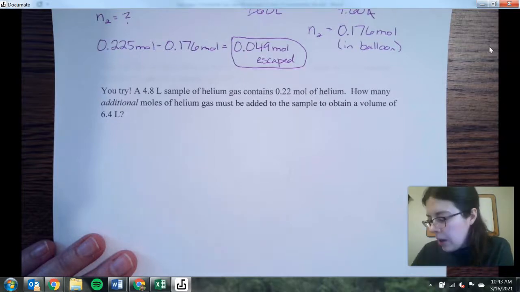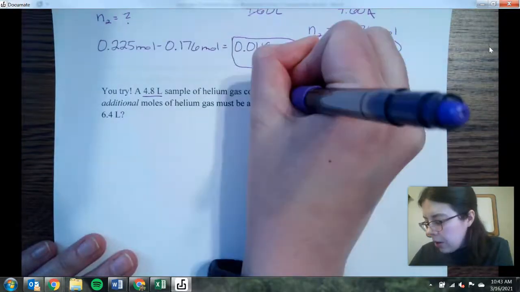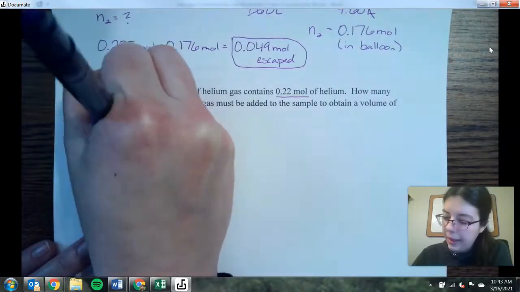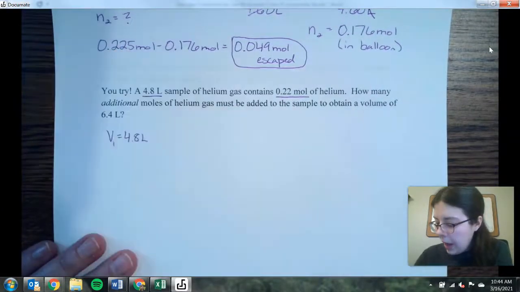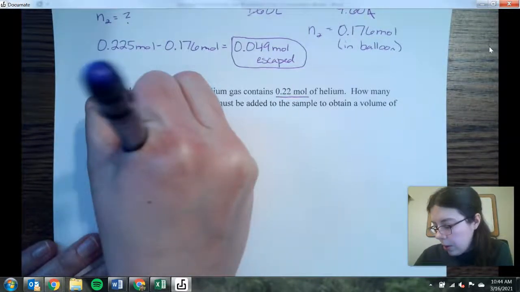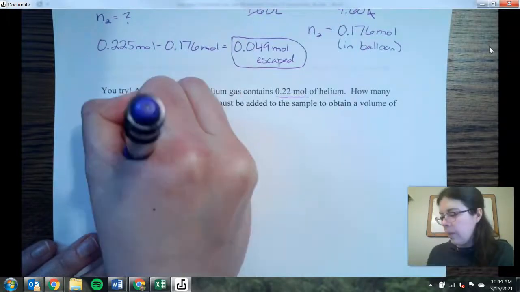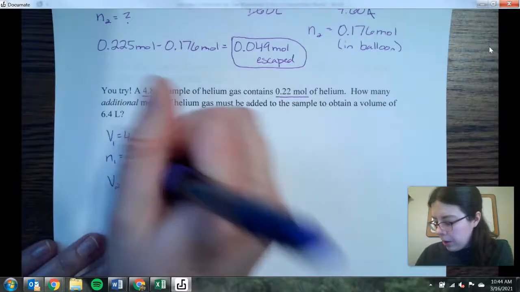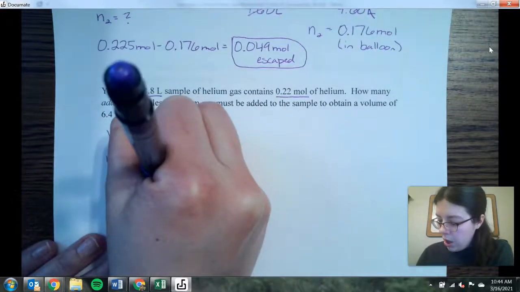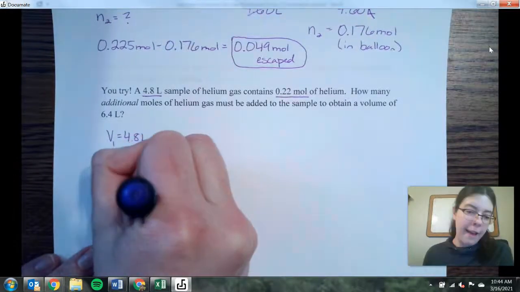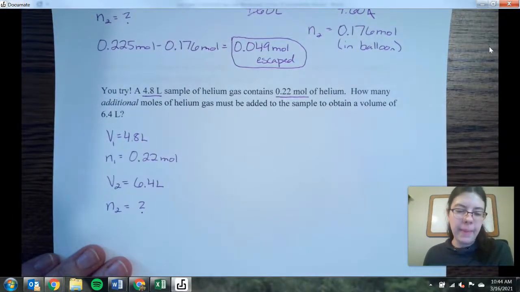Okay, so as we read through this, we see that we have our initial paired values, that our volume is equal to 4.8 liters initially, that's our V1, and our N1 is equal to 0.22 moles. Okay, our V2, our final volume, is going to be 6.4 liters. We need to start by finding our N2, so how many moles are in that final balloon. And then we're going to do a little bit of math to find out how much we added.